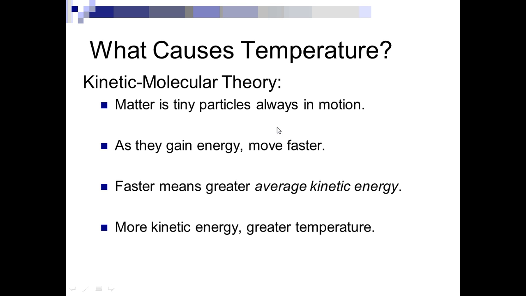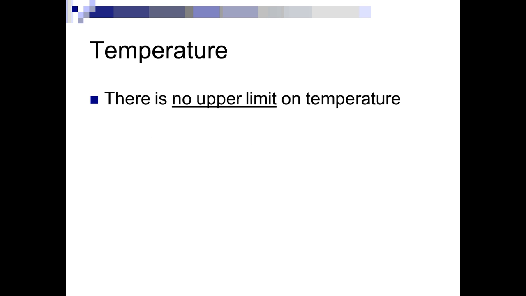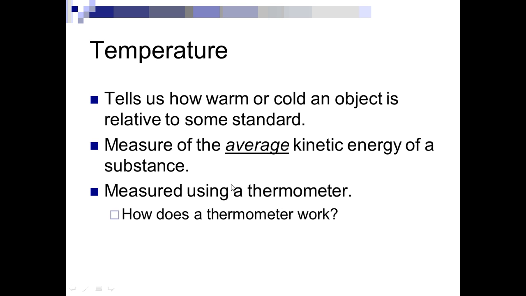So here we go, quick review again. Matter is made of tiny particles. They're always in motion. If they gain energy, they move faster. If they move faster, they have more kinetic energy. More kinetic energy, greater temperature. And it goes back to what you should have starred, which was the definition of temperature: the measure of the average kinetic energy of a substance.